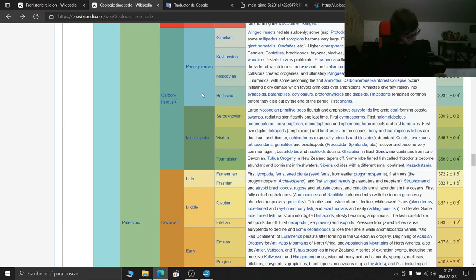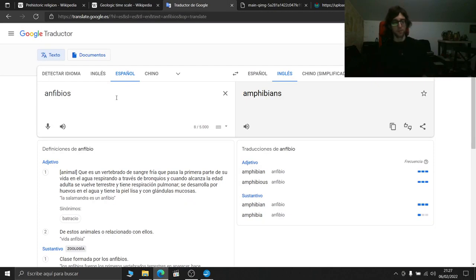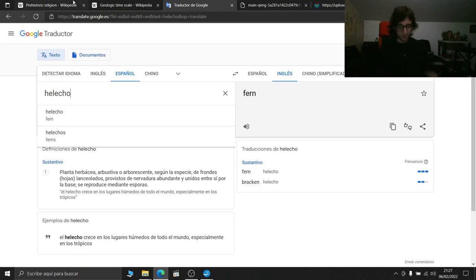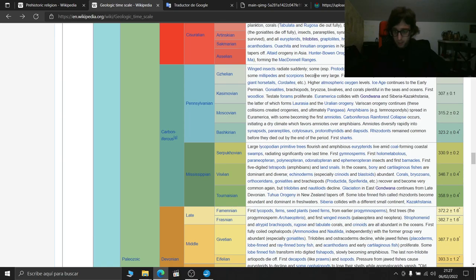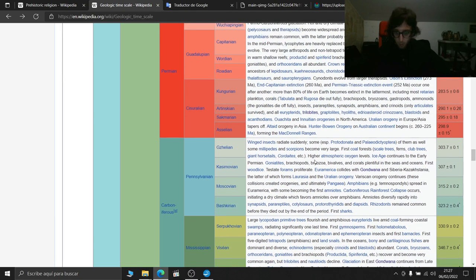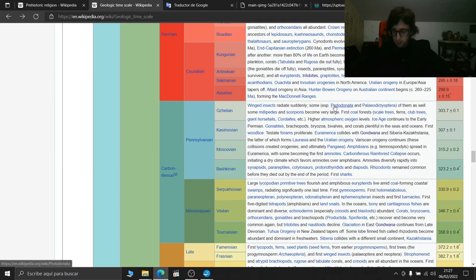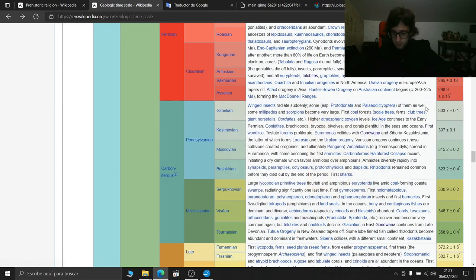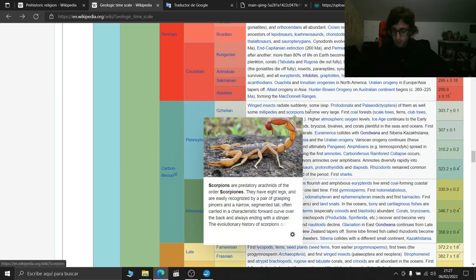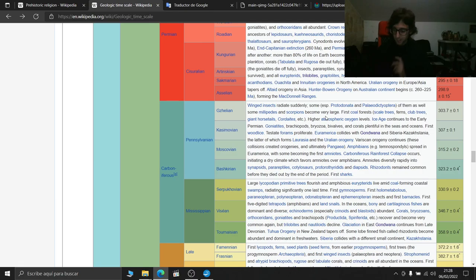Carboniferous is very interesting. Ferns, okay. Forests of ferns, reptiles, and winged insects. In the Carboniferous is where you find the Meganeura, I think. Winged insects radiate suddenly, especially Protodonata and Paleodictyoptera. As well, some millipedes and scorpions become very large. This is the time where the insects are like monsters because they are very big.